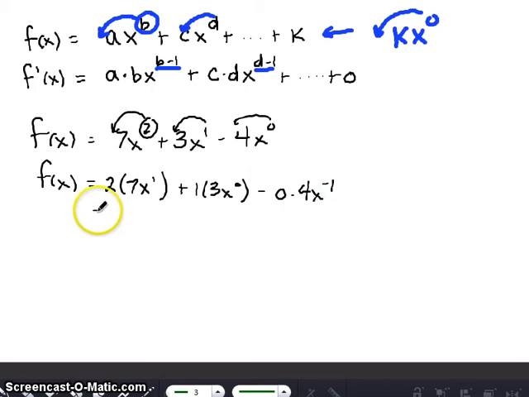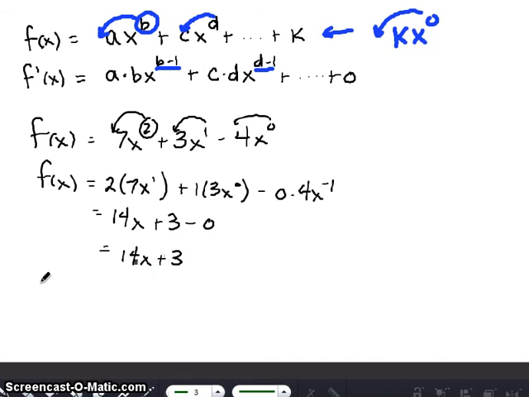and then we simplify. 2 times 7 is 14, x to the first, 1 times 3 is 3, x to the 0 is 1, so that's just going to be 3, minus 0 times 4 is 0, so we can say 14x plus 3.